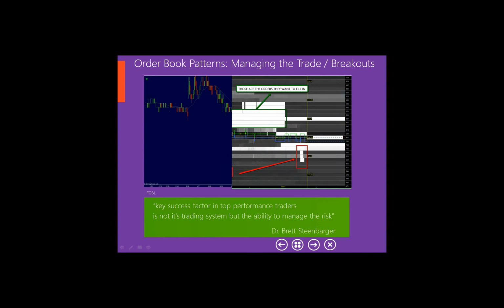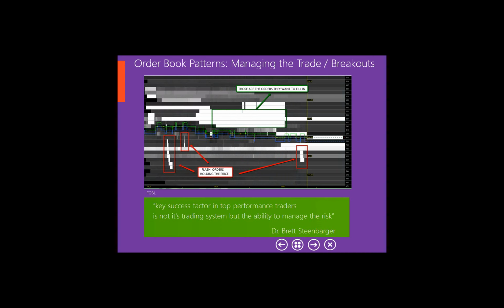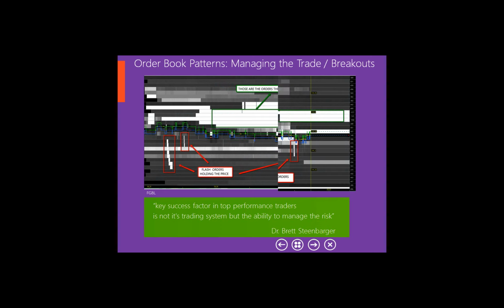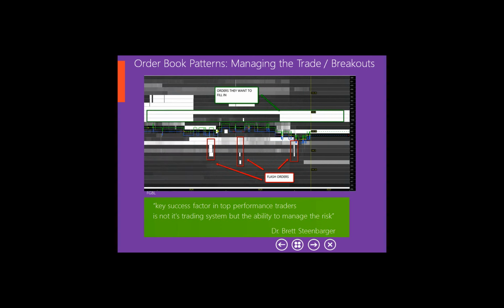We are going to see the action of the algos every time the price reaches the support. This is what the algos did when the price reached the support. Let's see another picture a few minutes later. In that moment, the algos are holding the price above the support.